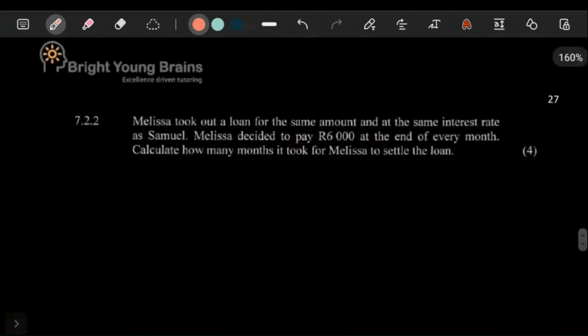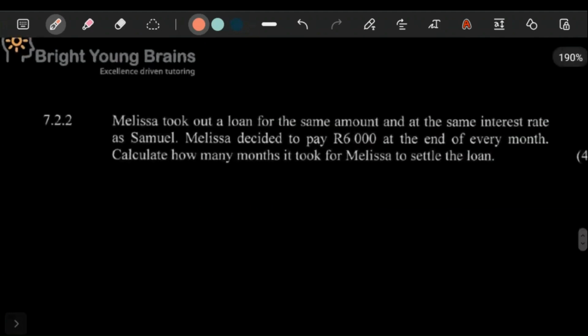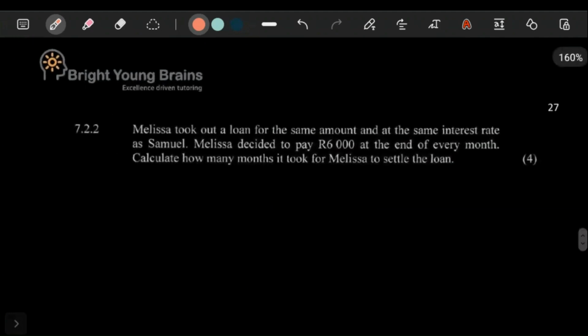7.2.2 says Melissa. I was about to say Melusi. Melissa. What did Melissa do now? Melissa took out a loan for the same amount and at the same interest rate as Samia. Melissa decided to pay 6,000 at the end of every month. Calculate how many months it took Melissa to settle the loan.